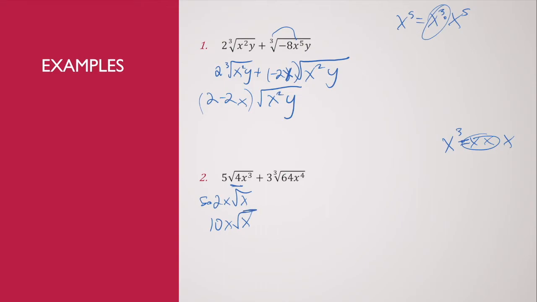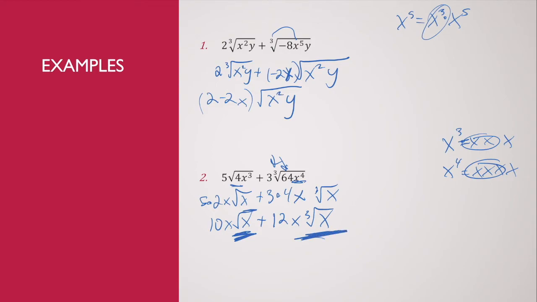Cube root of 64 is 4. For x to the 4th, I'm taking the cube root, so I've got 1x, cube root of x. So I have 10x square root of x plus 12x cube root of x. But I can't go ahead and combine these because this is a square root and this is a cube root. The index on the radical has to be the same.